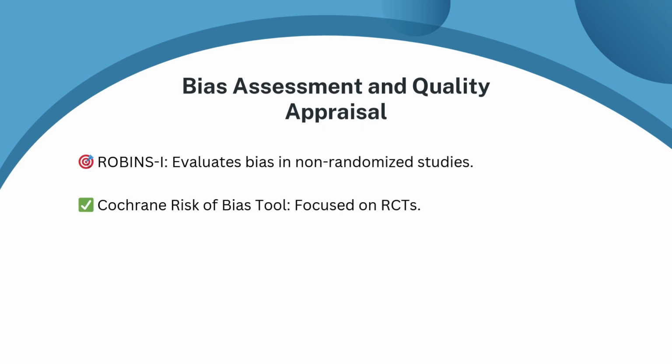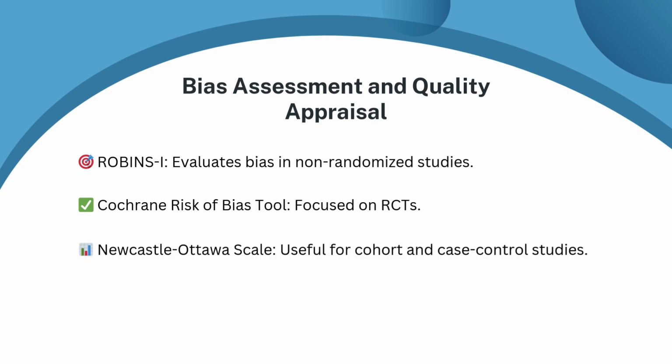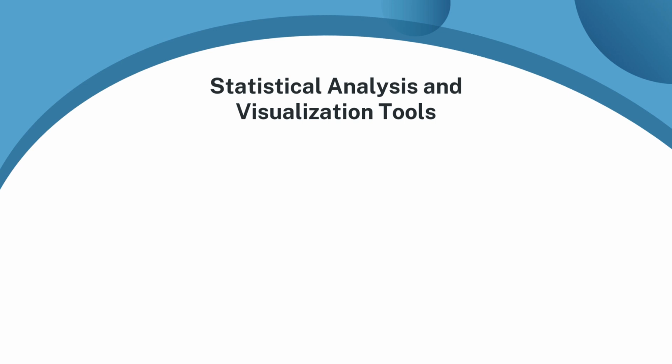Cochrane Risk of Bias tool. Focused on randomized controlled trials, it ensures you're not overlooking subtle biases. Newcastle-Ottawa Scale. This tool is particularly useful for cohort and case control studies. These frameworks don't just highlight potential flaws, they also guide you in interpreting how those flaws might affect the reliability of the study.